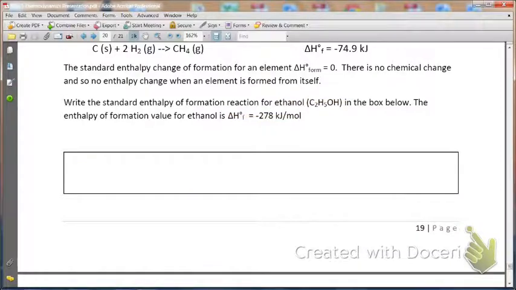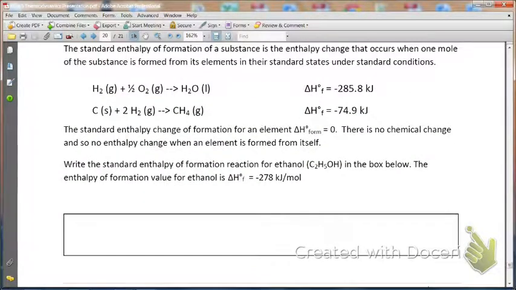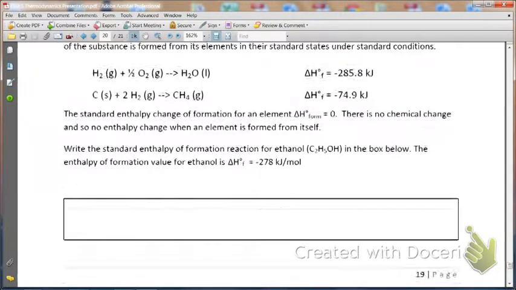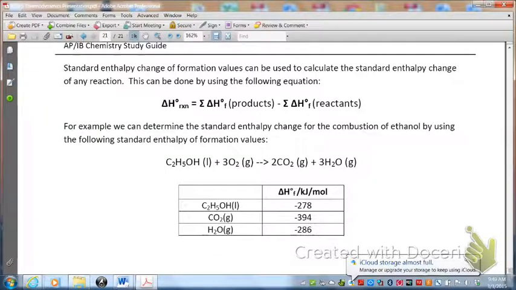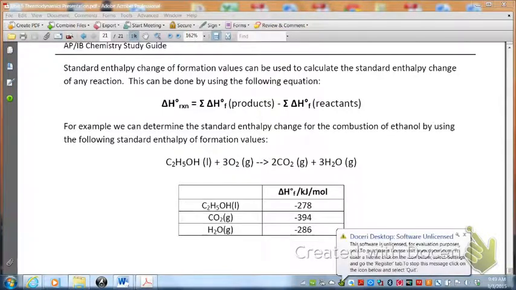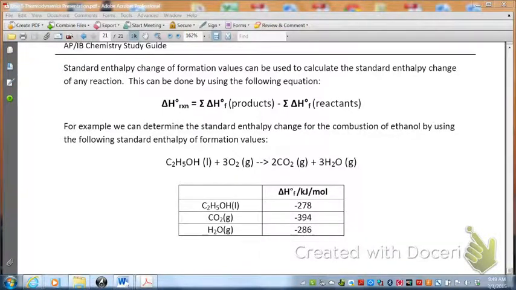Alright, so let's move on. Now, what are these heat of formation values good for? What are these values right here good for? Well, we can use those values in calculations to find the delta H of a chemical reaction. So besides calorimetry and besides bond enthalpies, we can use heat of formation values to find the delta H of a chemical reaction by using this simple equation right here.